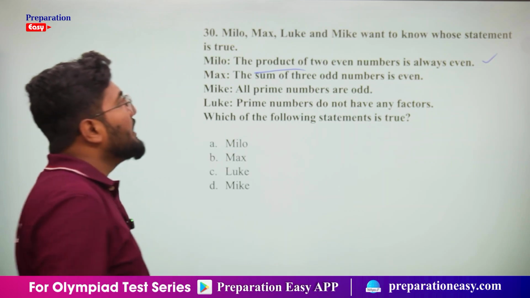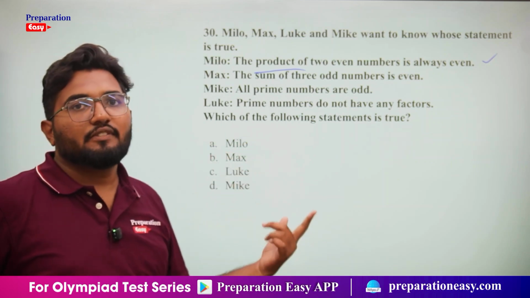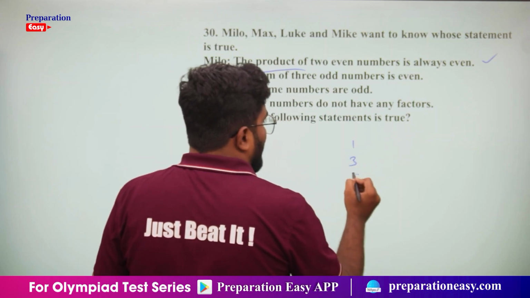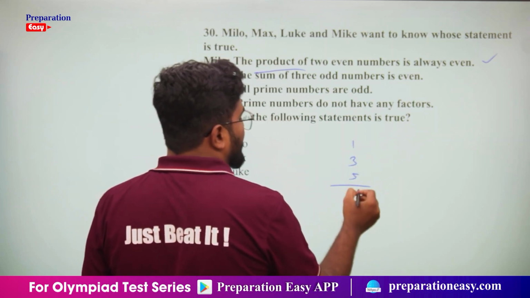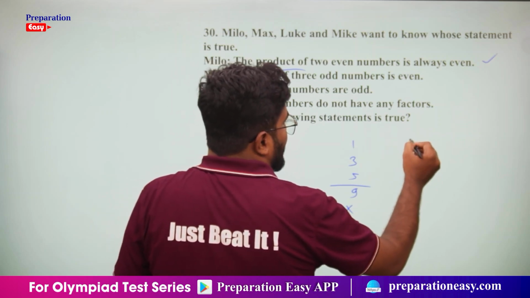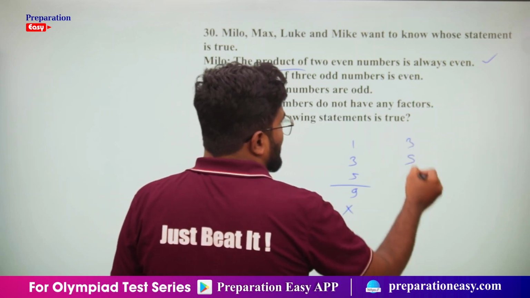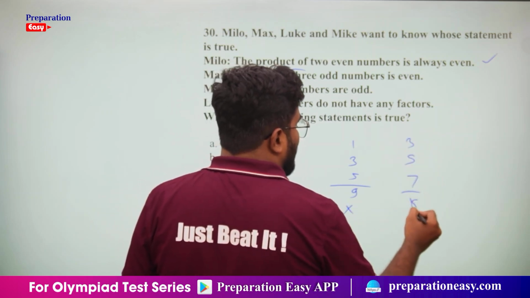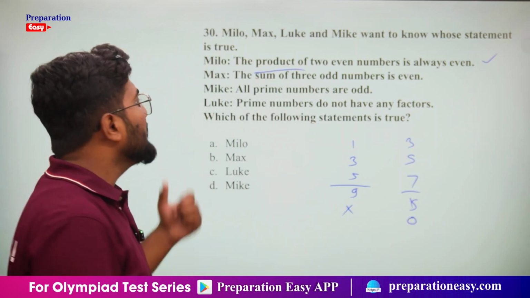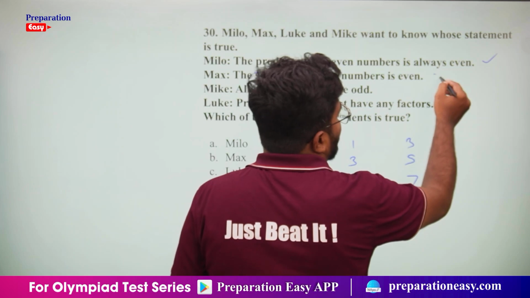Then what is next? The sum of three odd numbers is even. Let's check it out. I take 1, 3 and 5. 5 plus 3 is 8, plus 1 is 9. Okay, this is odd. Then again I will take 3, 5 and 7. 7 plus 3 is 10, plus 5 is 15. Again it is an odd number. So it is not an even number. So the statement is wrong.